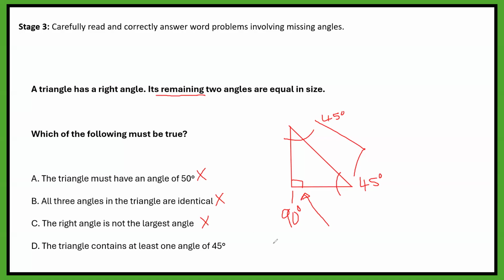And the final option says the triangle contains at least one angle of 45 degrees. And that is the phrase that throws us, isn't it? At least. It doesn't say it has exactly one. It says it has at least one angle, and it does have at least one. It has two. Yeah? So our correct answer is option D.